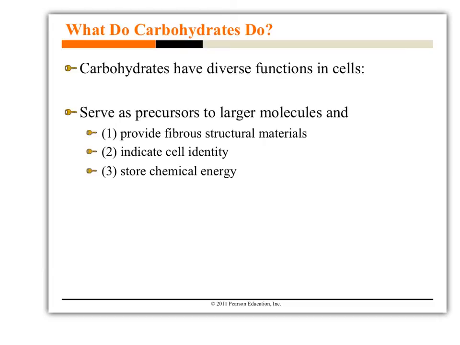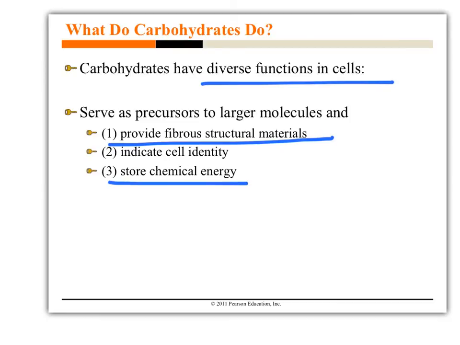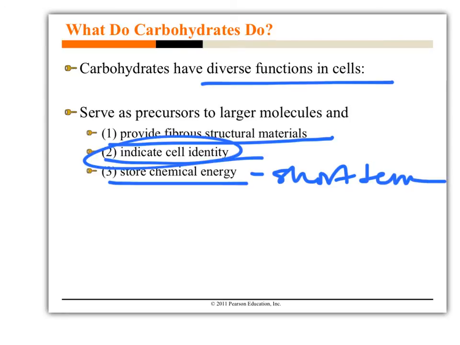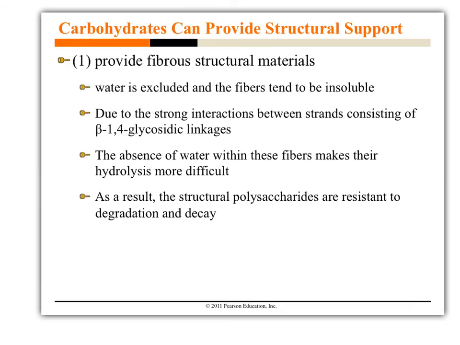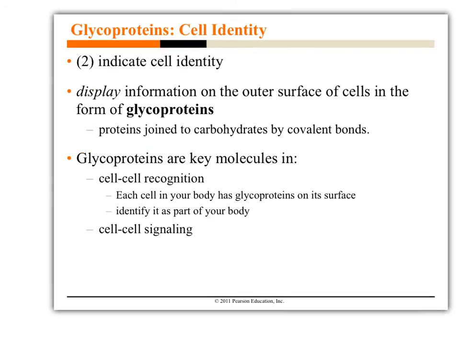So they have lots of functions. We already talked about fibrous and structural. We talked about storing chemical energy, short term. What about indicating cell identity? Diverse functions in cells. Carbohydrates provide lots of structural support, right? This fibrous, water is usually excluded. Beta-1,4, very strong. We already talked about that. Cell identity, we haven't yet talked about.